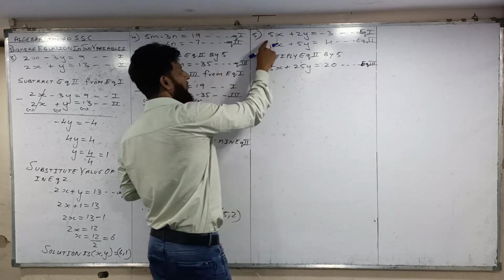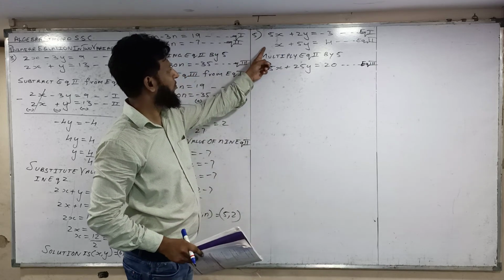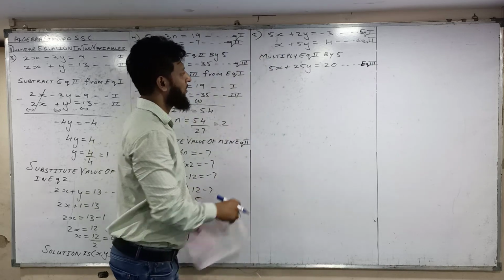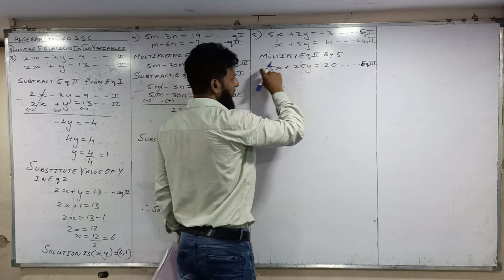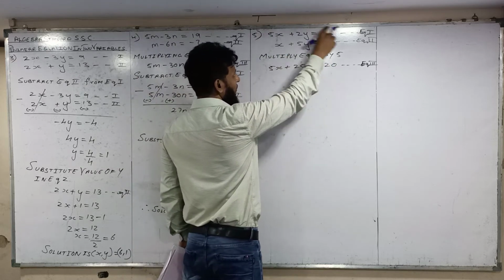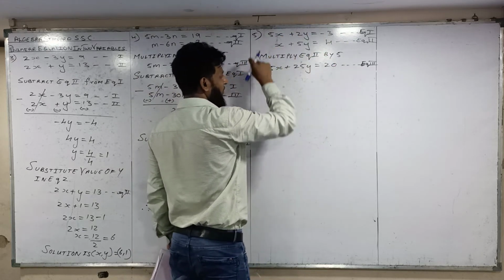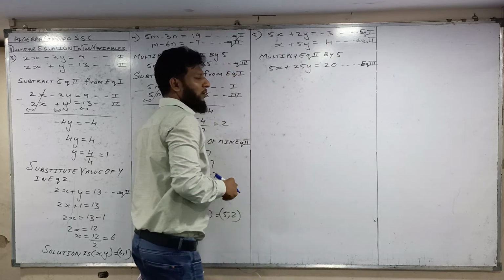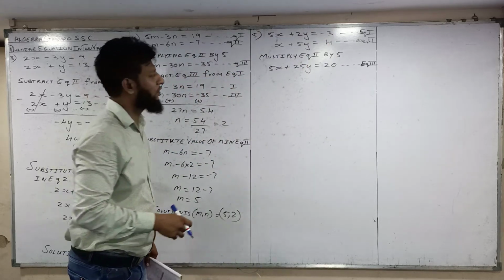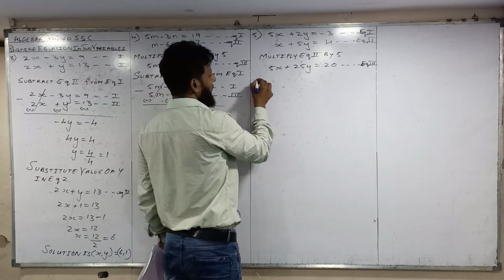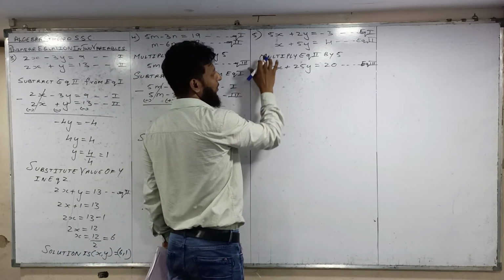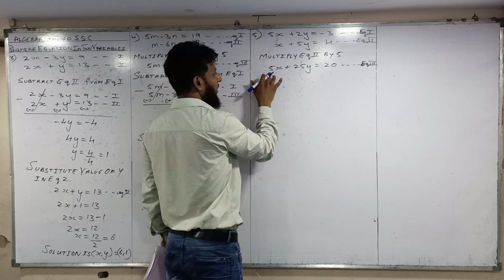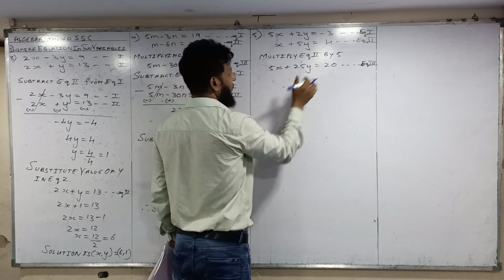To make this value the same, I have multiplied equation 2 by 5. So this equation has a bigger number compared to this equation. So keep this equation above and keep this equation down, for easy calculation and nothing else. So now from equation 2 we get 5x, 25 and 20.